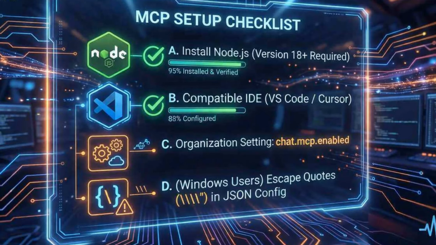Now, if you're working in an organization, then you also need to make sure that the chat.mcp.enabled setting is set to true. And then the Tosca MCP server uses a particular port, which is 56874, for communication. So changing this port might cause connection errors. So all of this information will be available in the video description.